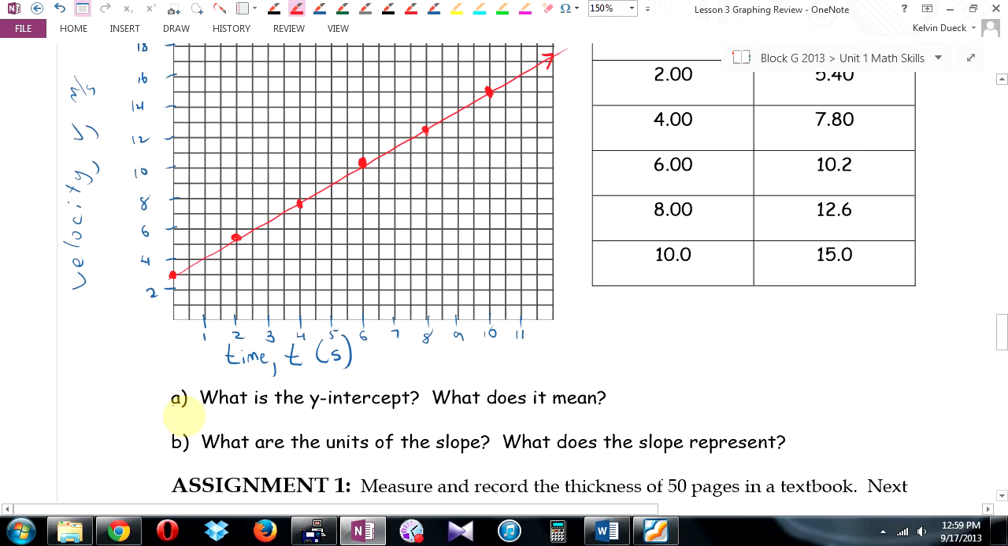Part A says, what is the y-intercept? Now, if you have the same y-intercept as me, great. Otherwise, you'll write down what your y-intercept is. So my y-intercept is 3.